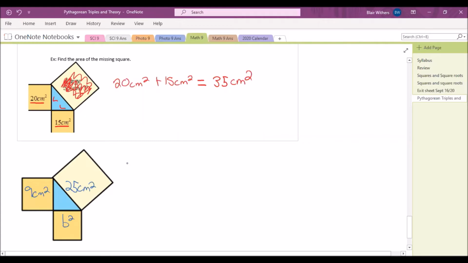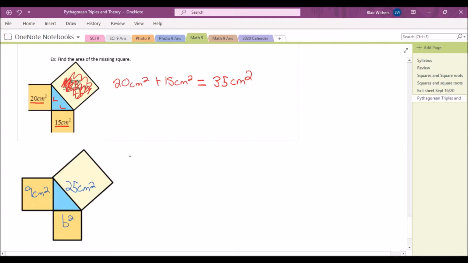In this video, we are going to look at how to use the Pythagorean theorem to find the area of a square when it is not just the area of the big square, it's one of the others. So just do this on the back of your paper, sketch it out quickly, and then follow along with me. We are going to be looking at an example where a squared is 9 centimeters squared, and c squared is 25 centimeters squared, and we want to find the area of this square down here.